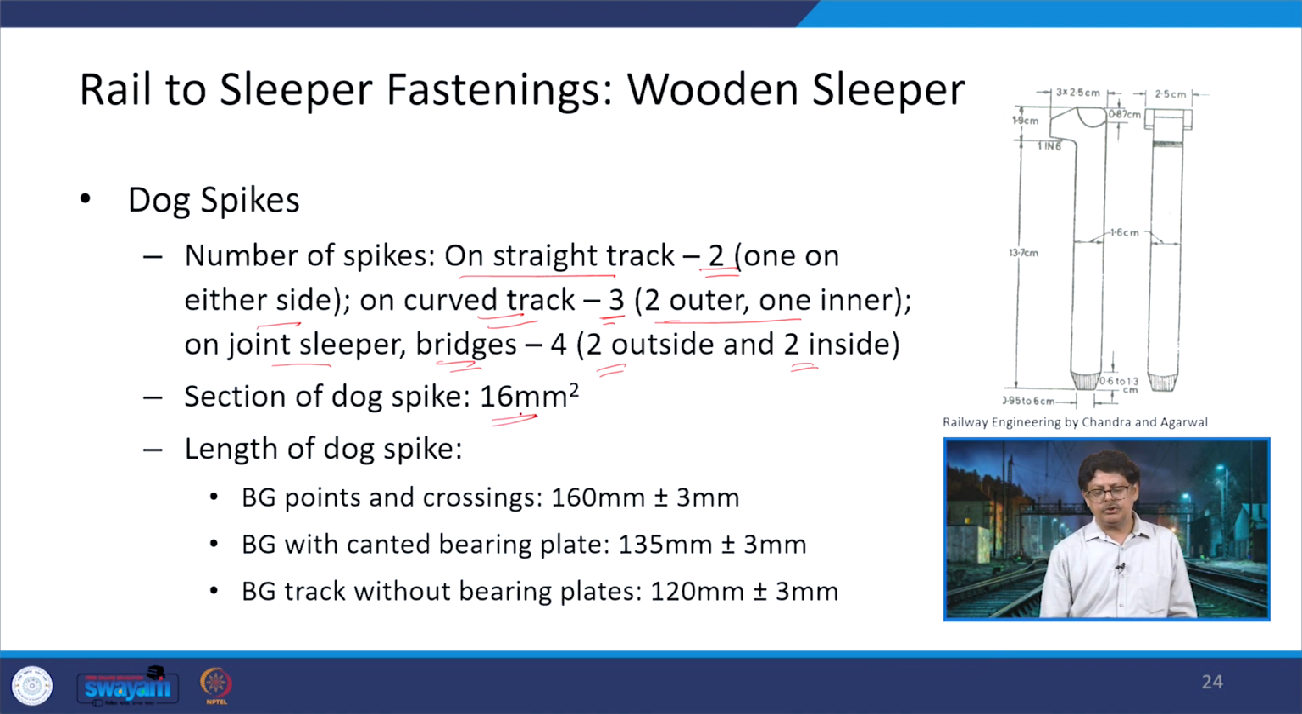Now the section of the dog spike is 16 mm square, based on the diameter that we are talking about here. The length of the dog spikes, if it's for broad gauge points and crossings, is 160 mm plus minus 3 mm. If it is a canted bearing plate, it is 135 mm plus minus 3 mm, and if it's a track without a bearing plate, then it is 120 mm plus minus 3 mm. So the tolerance remains the same, but the size reduces with respect to the different locations or conditions in which these are being used.